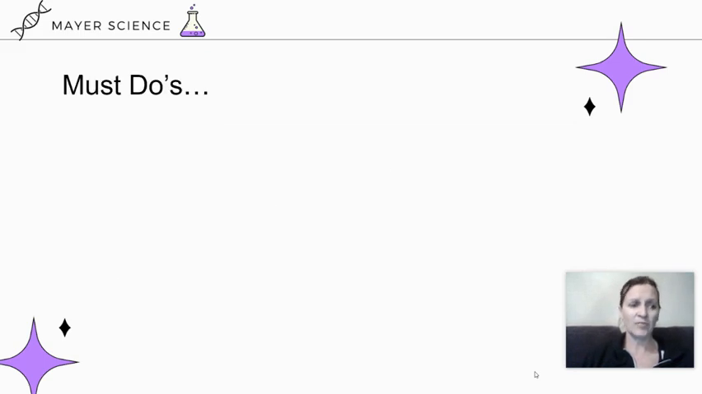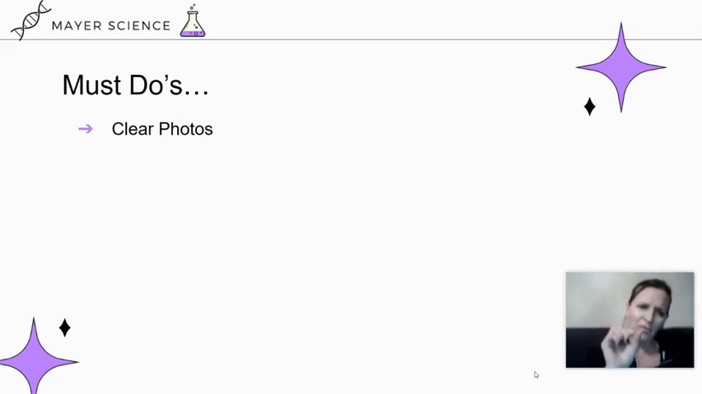So there are a couple must-dos in this portfolio. The first must-do is anytime you're adding a photo, you need to make sure it's really clear. So it shouldn't be fuzzy. It shouldn't be like a tiny little picture of your engineering design project with a huge, big background. So you want to make sure it's clear, it's easy to understand what you're actually looking at.